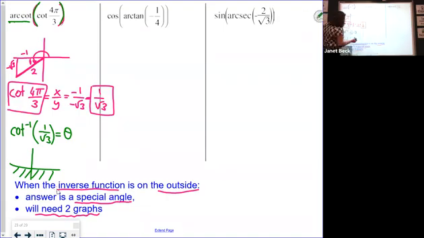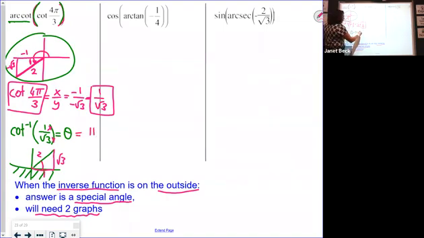So I'm going to draw a second picture. That was my first picture that helped me with the inside. Now I'm going to draw a second picture that's going to help me with the outside. I'm in this quadrant. I know that the cotangent of my angle is a ratio, and this is an x and this is a y. So my x is 1, my y is the square root of 3. So that's a 60-degree angle. That's a 30, 60, 90 triangle there. So my answer is pi by 3. 60 degrees, pi by 3.